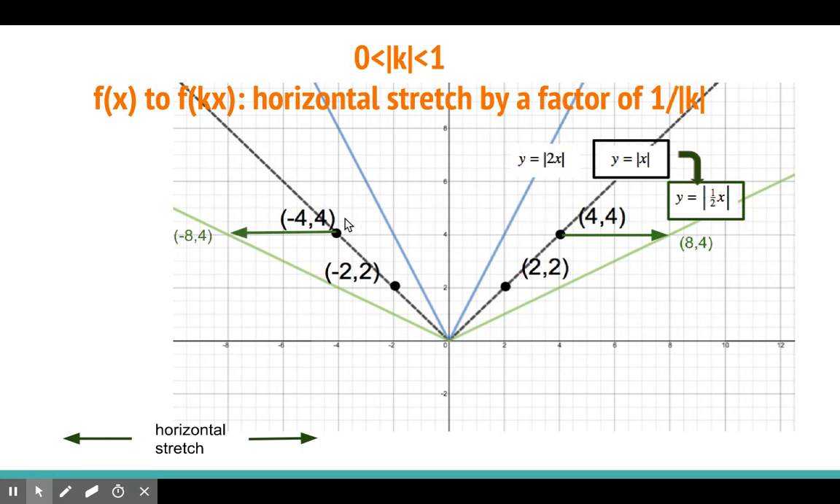Similarly, on this side, I am stretching from the black function over to the green function, and because it's a k value, I'm only working on the x, and I multiply by 2. So even though my k value is a half, I'm actually dividing by a half, which is the same as multiplying by 2. Similarly, with our 2 lower points, this 2, 2 goes to 4, 2, and negative 2, 2 goes to negative 4, 2. In each case, we divided by a half, which is the same as multiplying by 2. This is horizontal stretch.